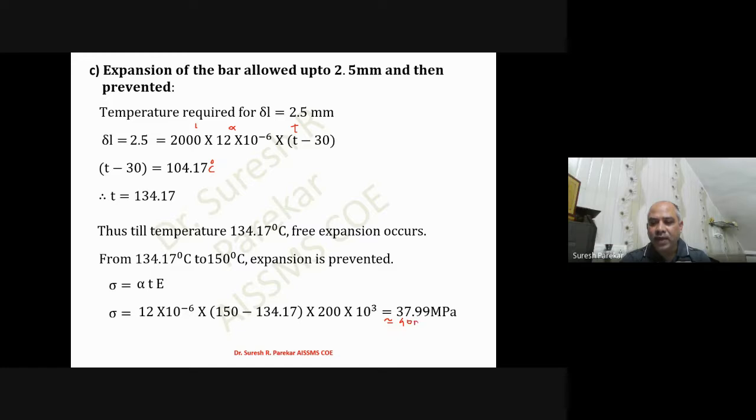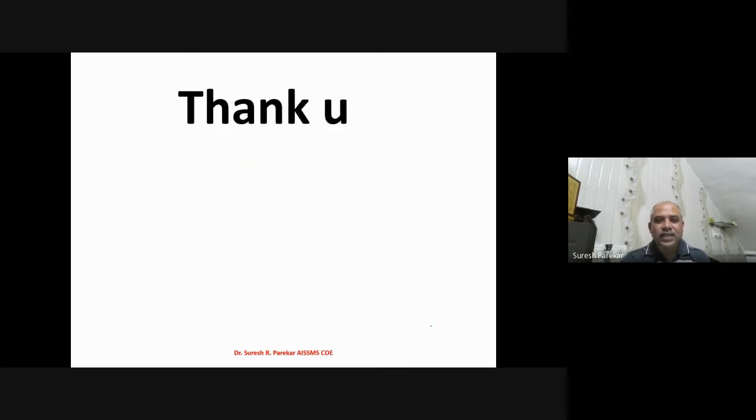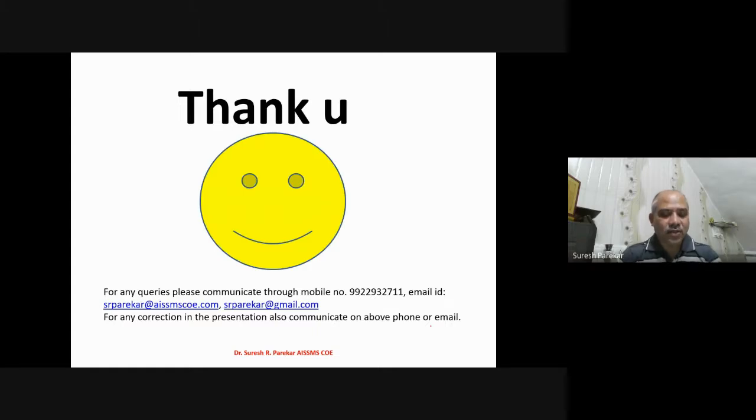And likewise we have these three cases: when we have free expansion, when we prevent expansion, and when we have partial expansion and then partial stresses. So these are the answers of your exercise number 2, simple stresses and strains.